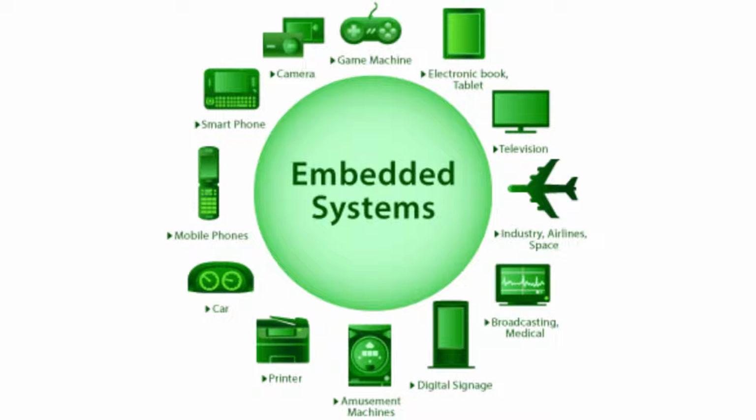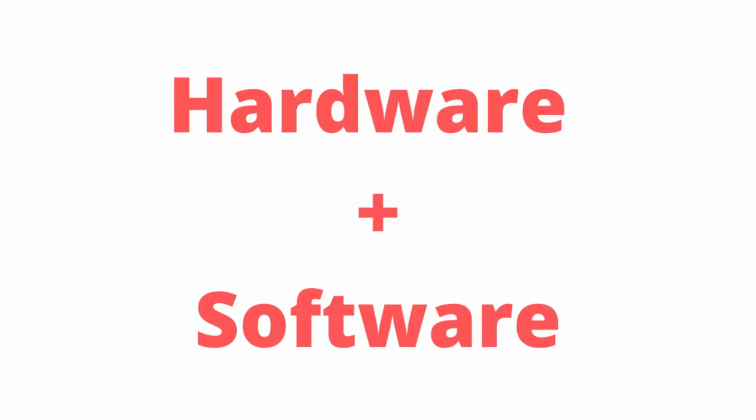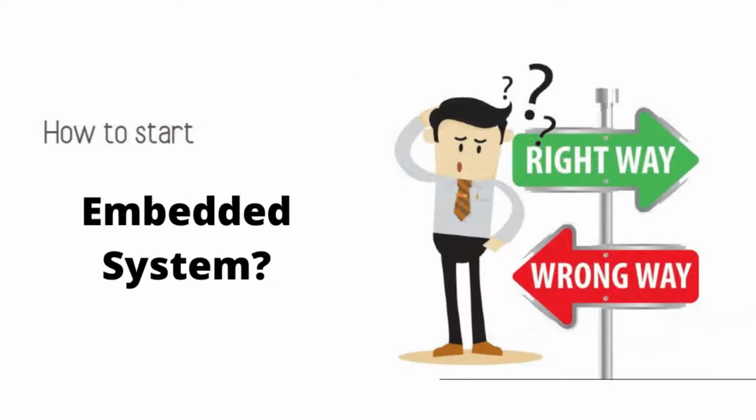I am going to start a new series of videos where you are going to learn about embedded systems. An embedded system is an integrated field of hardware and software. To learn about embedded systems, we need to gain both kinds of knowledge, hardware plus software. As a fresher, we don't know how to start to learn embedded systems. That's why I have started this video series.